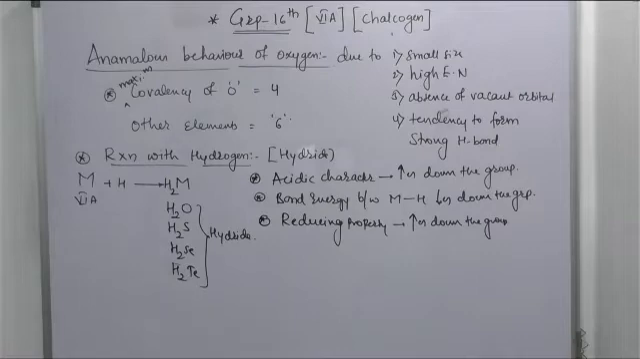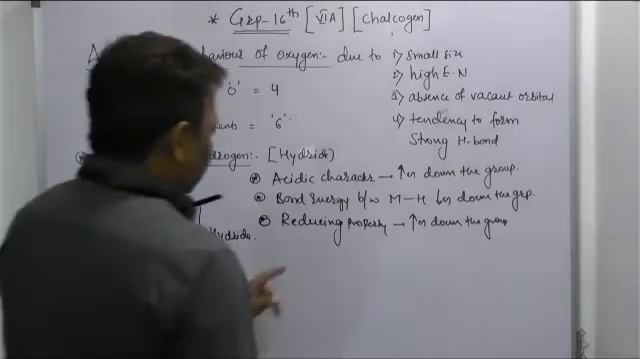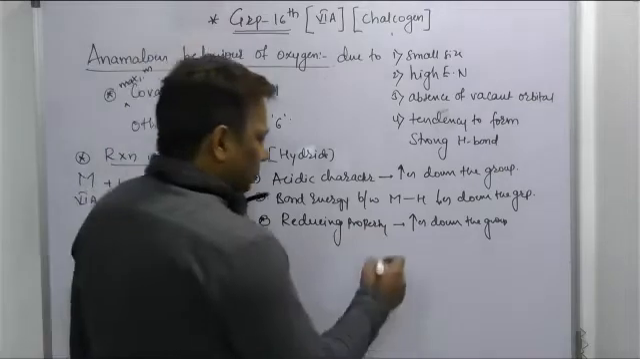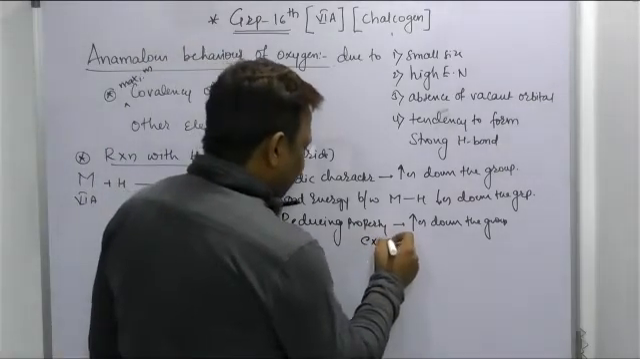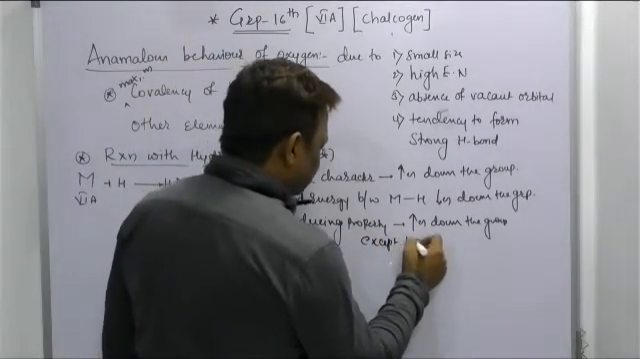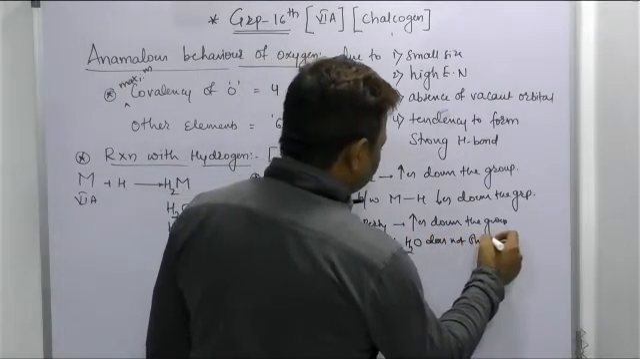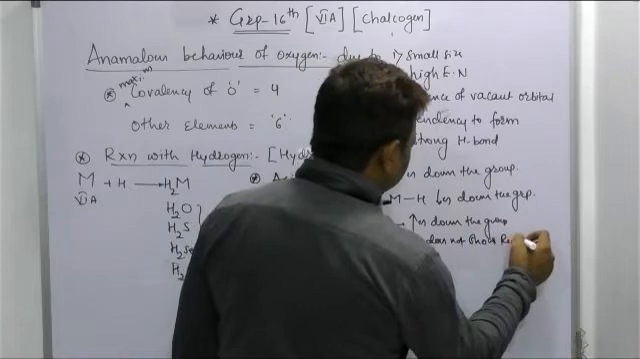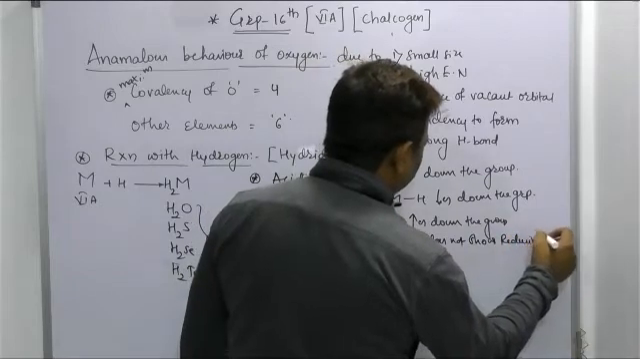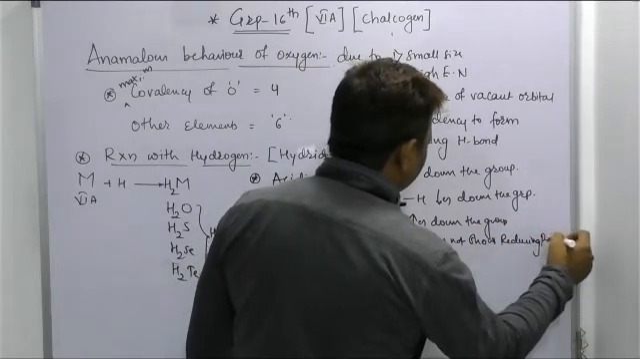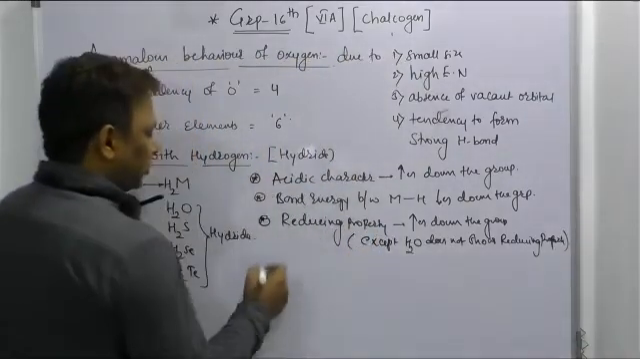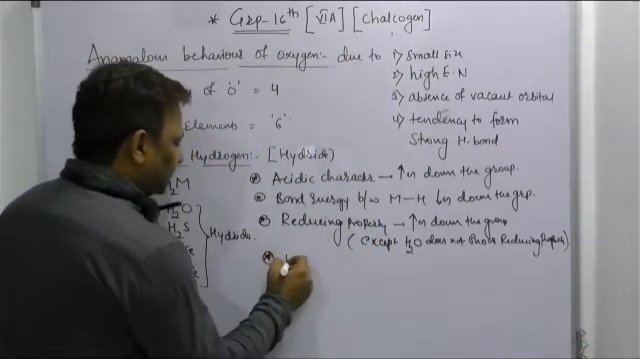But thermal stability, obviously what will happen here? It decreases down the group, right? Reducing property increases down the group, except water, H2O, which does not show reducing character or reducing property. Thermal stability decreases down the group.